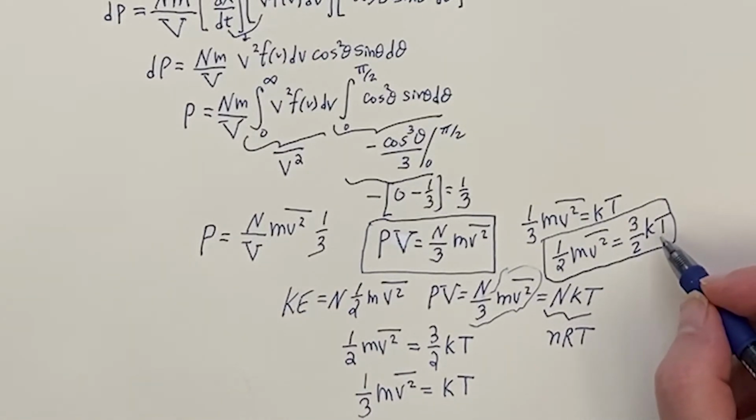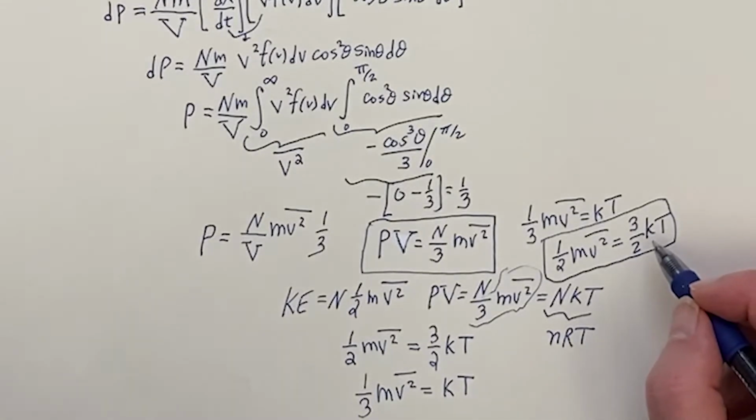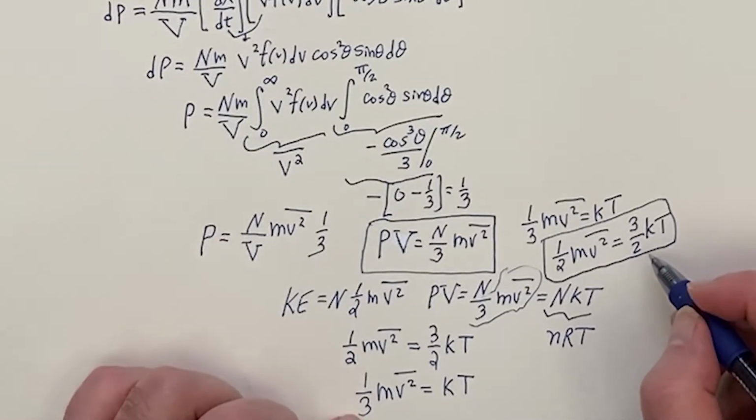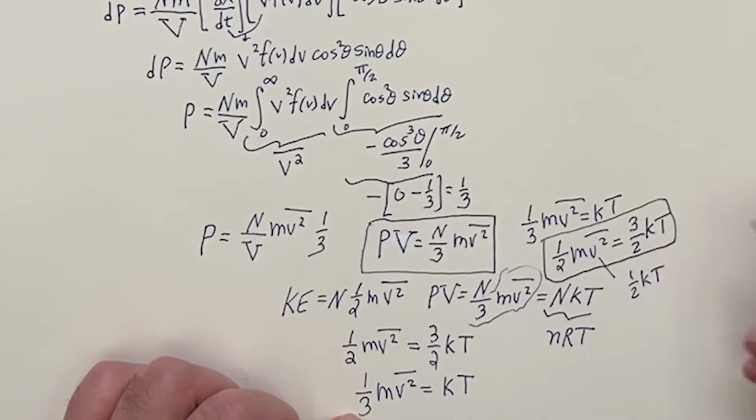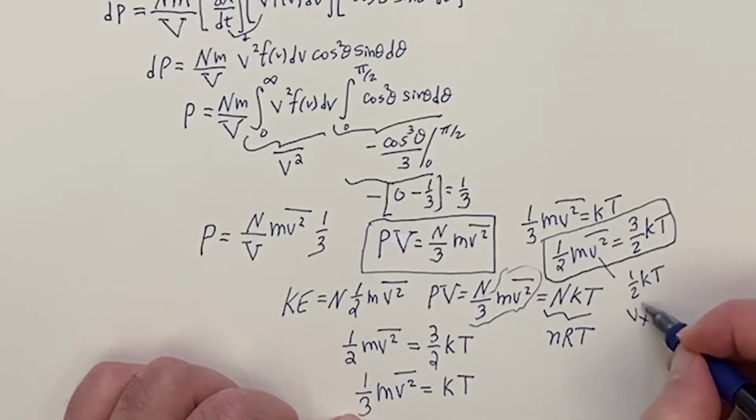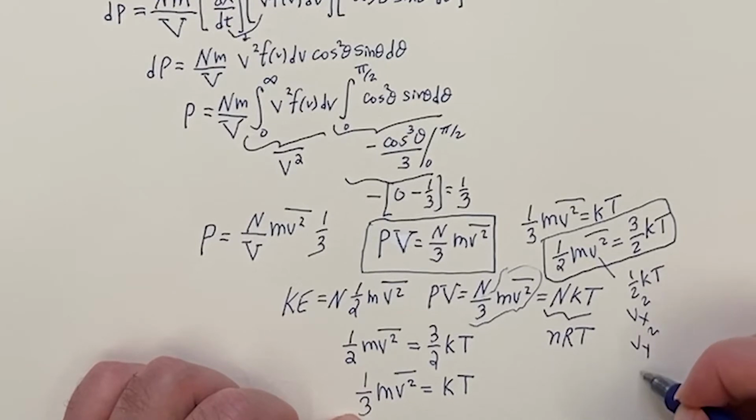So the energy is related to the temperature. And you could think of this as 3 dimensions, and there's a 1/2 kT for each of the 3 dimensions, like the Vx squared, the Vy squared, and the Vz squared, looking at those averages.